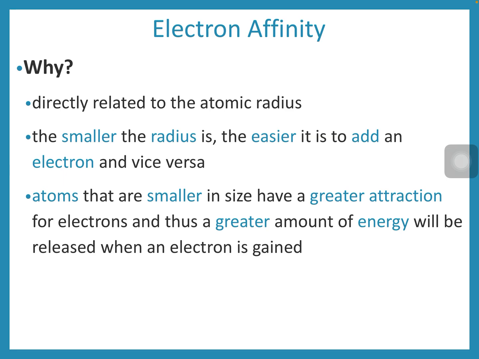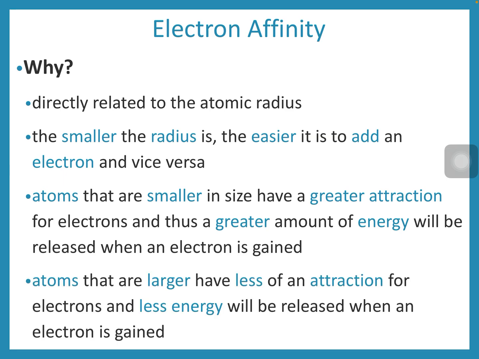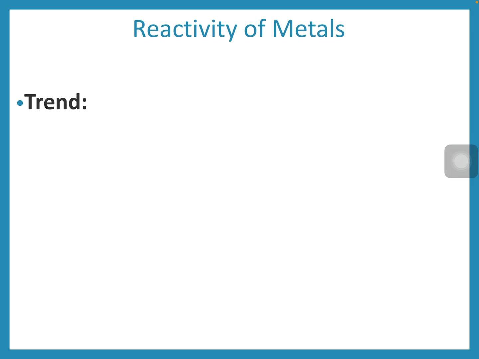So when atoms are smaller, we have a greater attraction for the electrons, so same as before, and because of that, more energy is going to get released when an electron is gained. And then the reverse is true. So as an atom is larger, there's going to be less attraction to that outside, and so there's not going to be a lot of energy that is released when an electron gets gained.